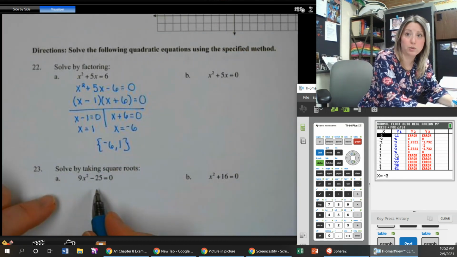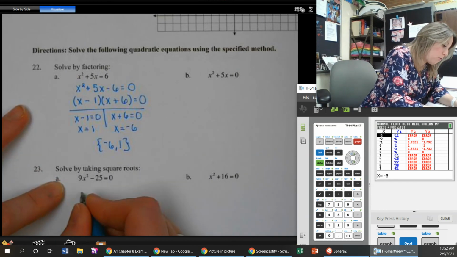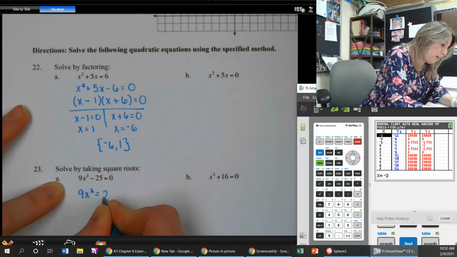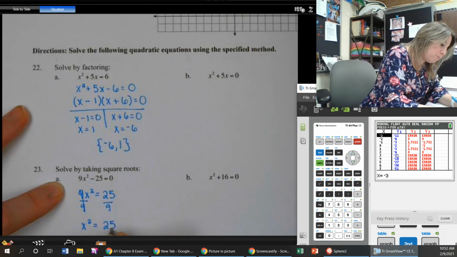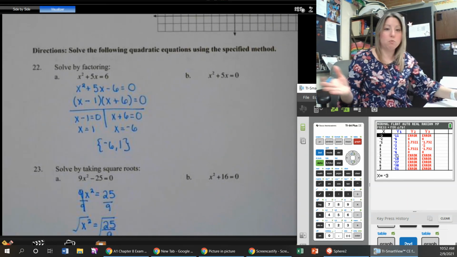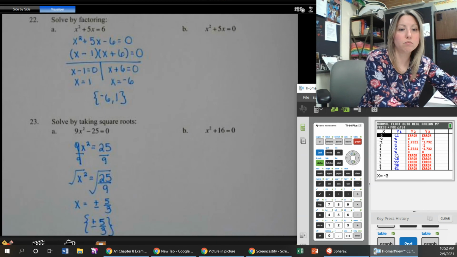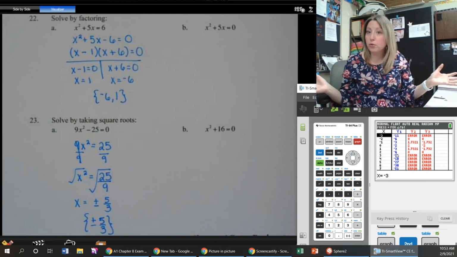By taking square roots, get x squared alone, and then take the square root of both sides. So add the 25 over. 9x squared equals 25. Divide both sides by 9. Do not worry about reducing that fraction because 25 and 9 are both perfect squares. So leave it like that. Take the square root of both sides. x equals plus and minus 5/3. And that's perfect. Leave that as your answer. Do not worry about turning it into a decimal or anything further than that.